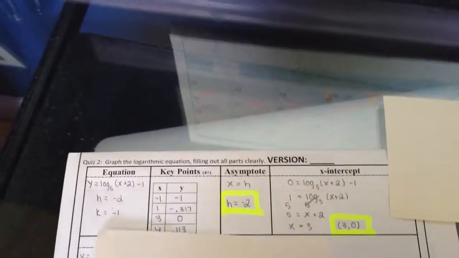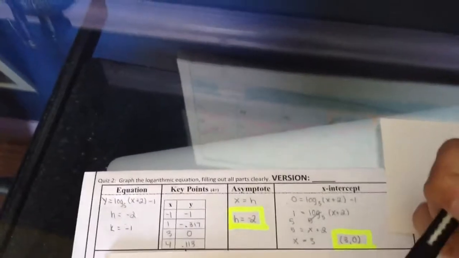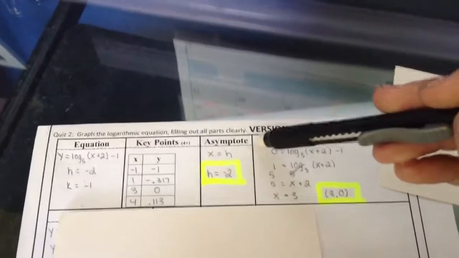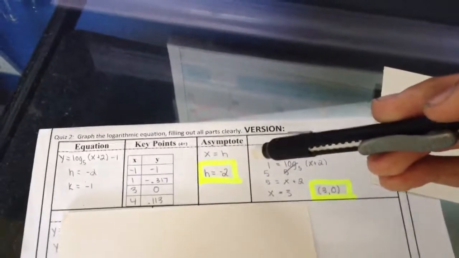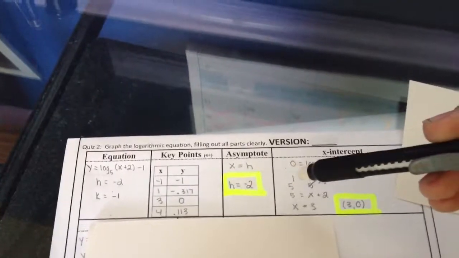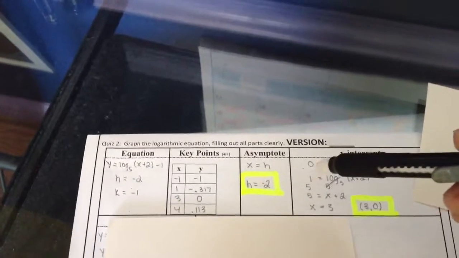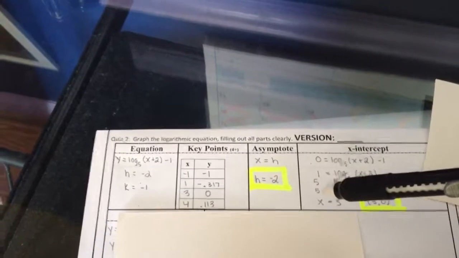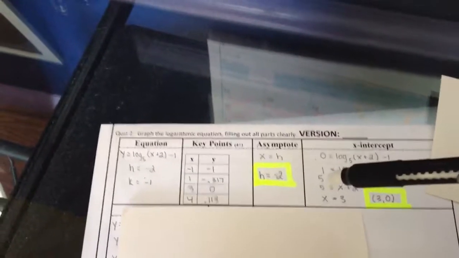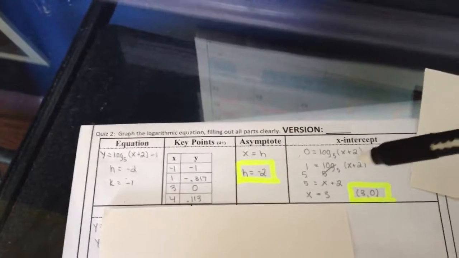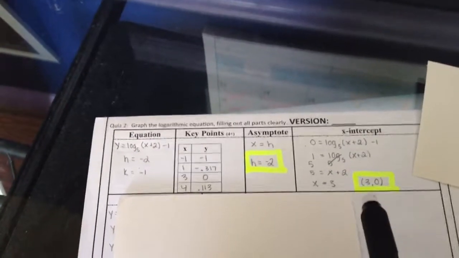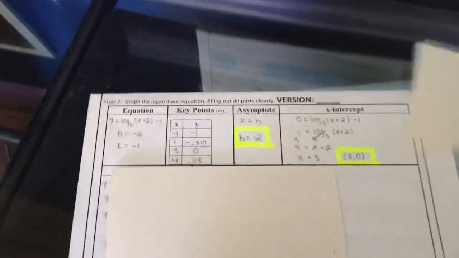For the x-intercept, you have to substitute 0 for y, and as you can see right here, I put 0 for y right here, and then I added the 1 to the other side, and then I exponentiated both sides, and that canceled out the log, and that 5 to the first power is just 5, because anything to the first power is going to be the same number. And then it just leaves us with x plus 2 on this side, and after that you subtract 2 on both sides, and that gives us -3. And that means our x-intercept is going to be (-3, 0).